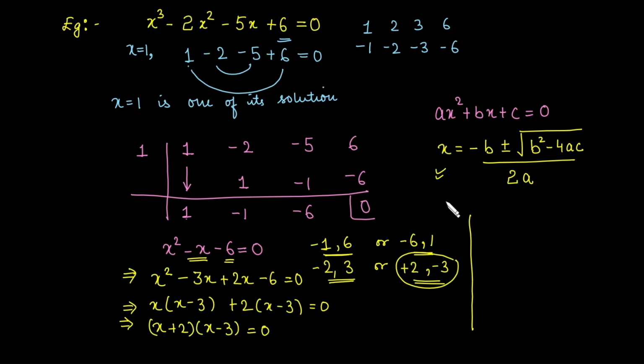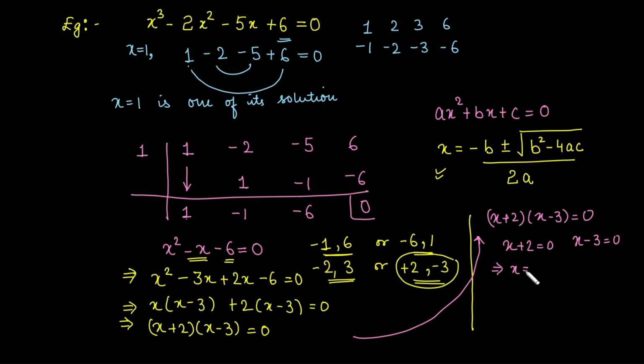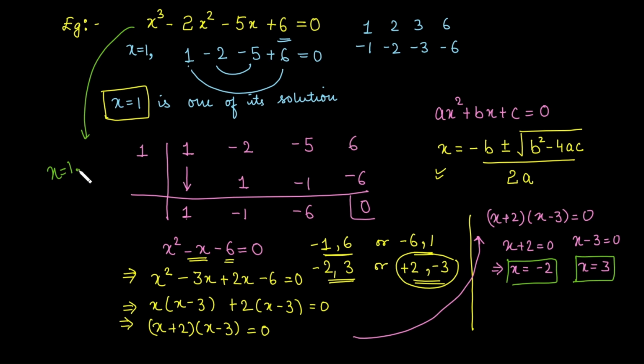So from here, what are we getting? x plus 2 into x minus 3 is equal to 0. So we have either x plus 2 is equal to 0 or x minus 3 is equal to 0. So this implies x is equal to minus 2 or x is equal to 3. Initially we had one root, x is equal to 1, and now we have two roots, x is equal to minus 2 and x is equal to 3. So for this case the solutions are x is equal to 1, minus 2 and 3.